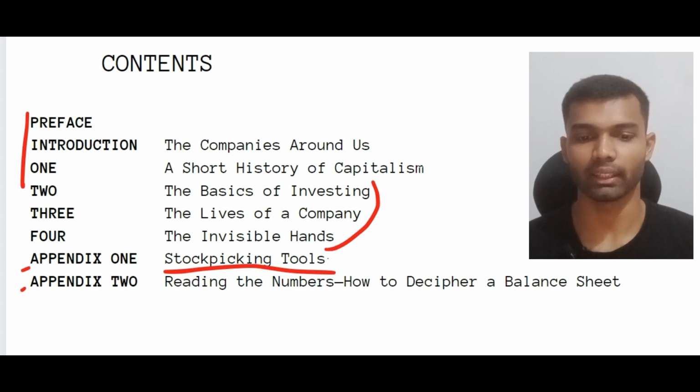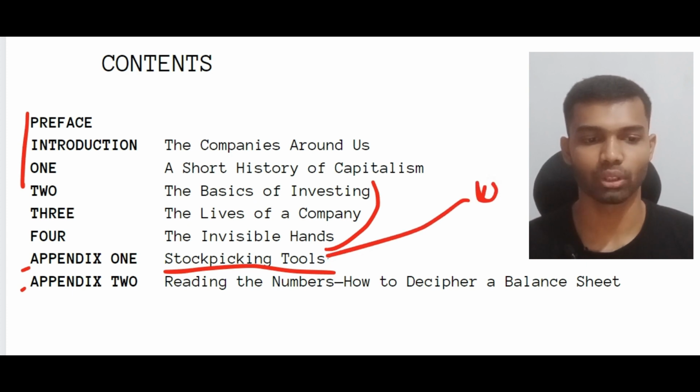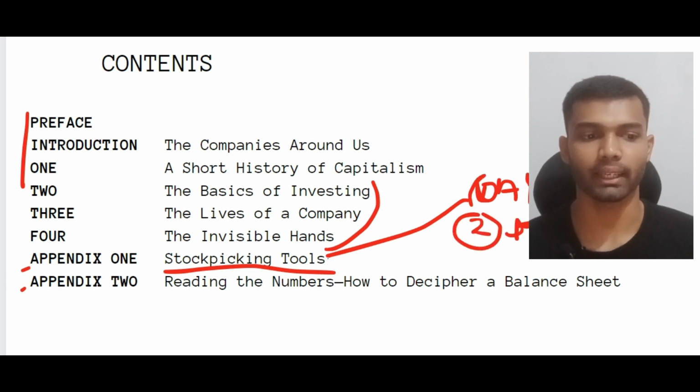So, in the stock picking tools, Peter Lynch mentioned some of the broker houses and some of the contacts where we can get the stock information. But now, with the help of the internet, there are many websites that show the data of the stocks itself. The first thing I use to analyze a stock is the annual report of the company itself. And second, I use moneycontrol.com, and third, I use screener.in.